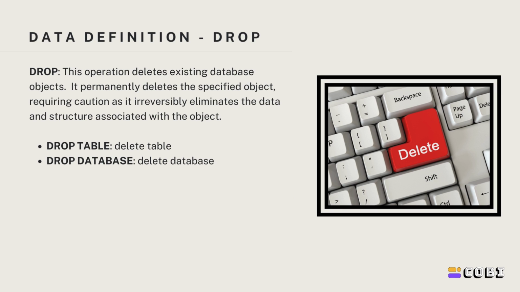Drop. This operation deletes existing database objects. It permanently deletes the specified object. This requires caution as it irreversibly eliminates the data and structure associated with the object. So you would use drop table to permanently delete the table, or drop database to permanently delete a database.